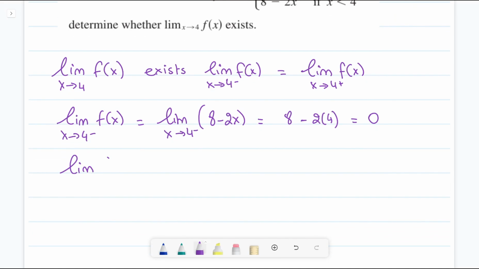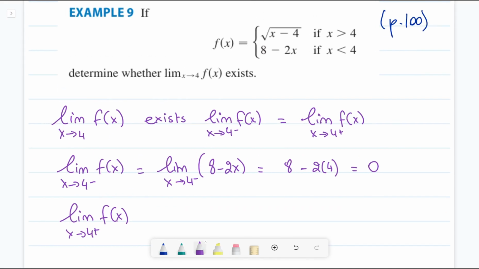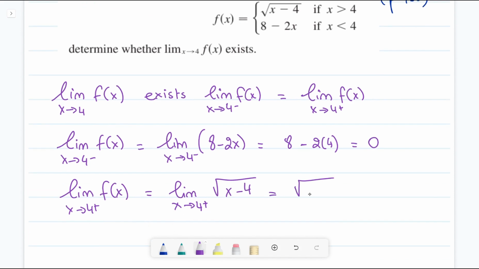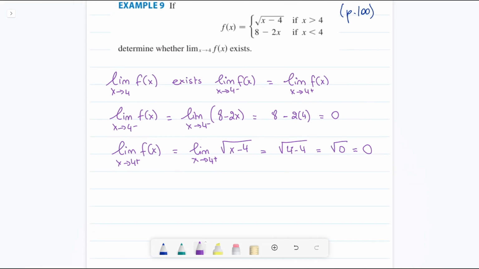Now let's try the right-hand side limit. For the right-hand side limit, we look at when x is greater than 4, so we look at square root of x minus 4 as x approaches 4 from the right. Again, let's try to plug in. We get square root of 4 minus 4, which is equal to square root of 0, which is equal to 0. So this limit is equal to 0.